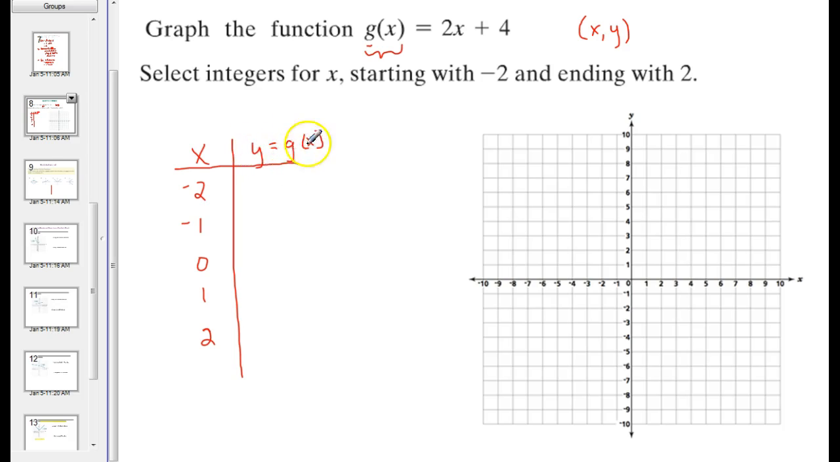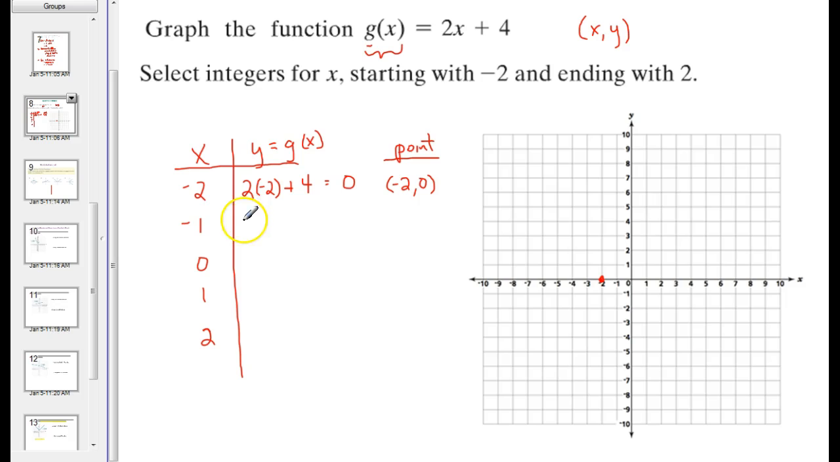Alright, now how do I get the Y coordinate? I do what the G function does. It doubles the input and adds 4. So I'm going to double the input of -2, and I'm going to add 4. Well, when I double -2, I get -4, and then when I add 4, I get 0. So when x is -2, the point that I plot is -2, 0. That's what I get for the Y coordinate. Alright, so -2, 0 would be right there.